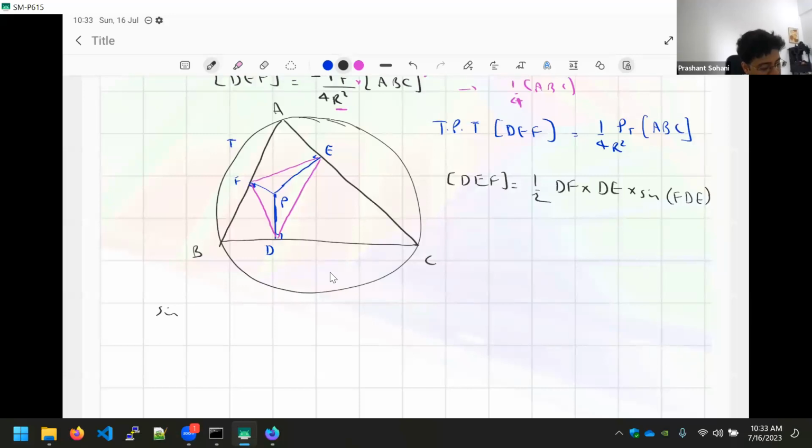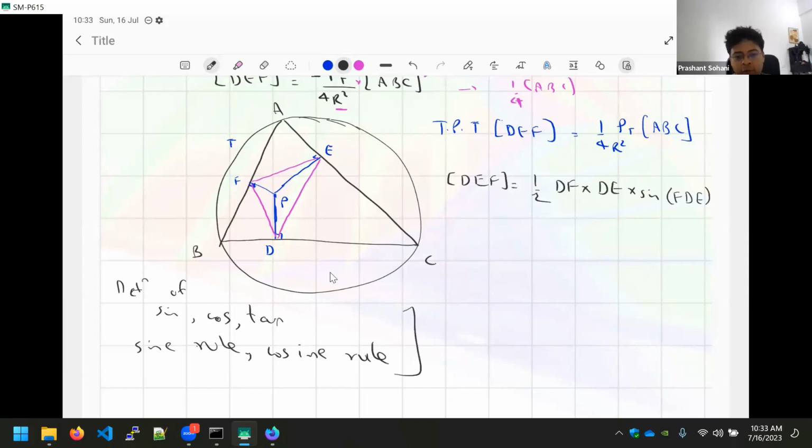This is the definition of sine, cos, tan. I don't even require the sec, cosec, and cot. So just sine, cos, tan, then sine rule and cosine rule. So anybody who does not know anything about trigonometry, make sure you know at least these things. Okay, this is like the bare minimum you need to know for Olympiad stuff. So just these basic things: make sure you know sine, cos, tan, sine rule, and cosine rule.